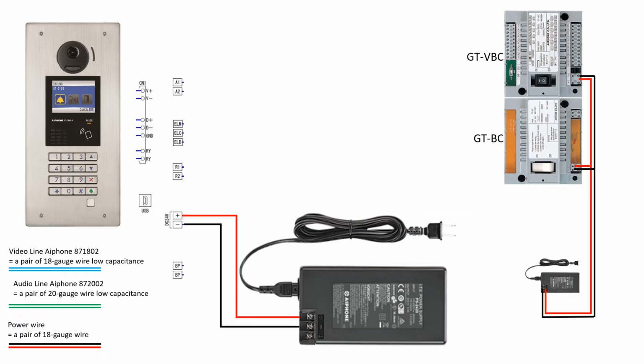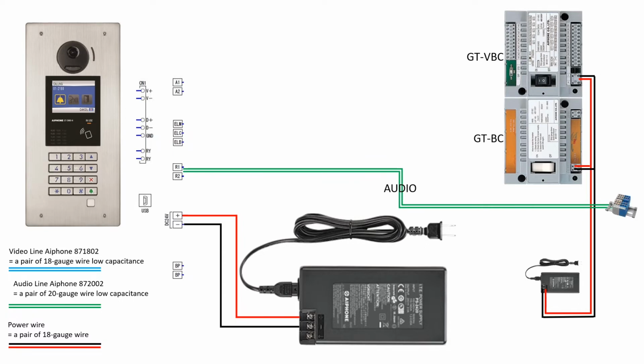Now let's start adding our trunk lines. We'll start with the audio trunk line. We'll take R1 and R2 from the entrance panel and we'll run it to a GTWDP distribution point. And now we'll take a wire from the distribution point up to the GTBC R1 and R2.